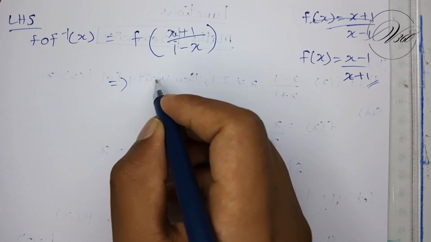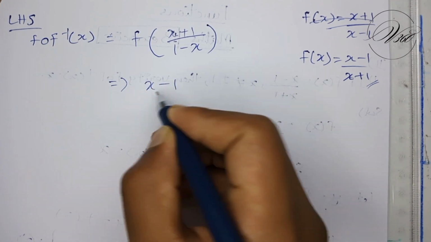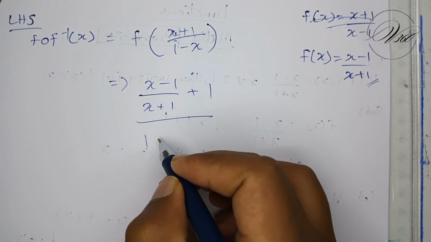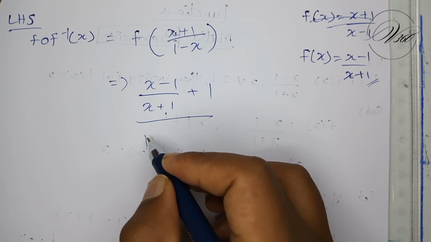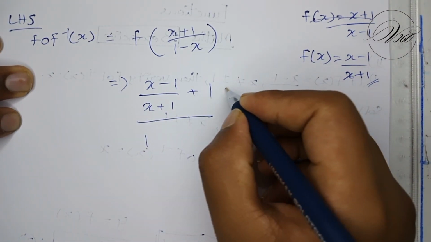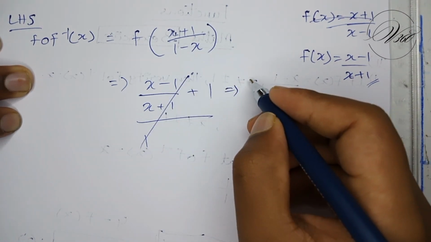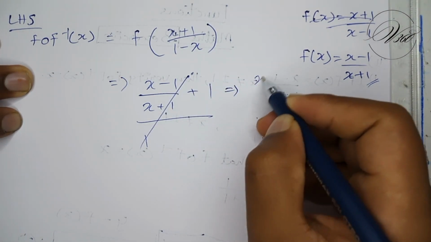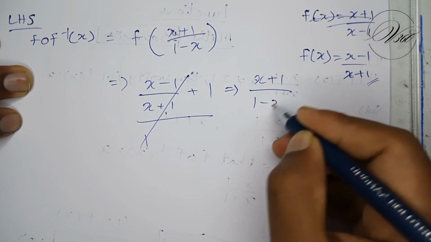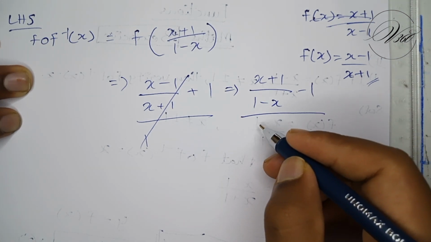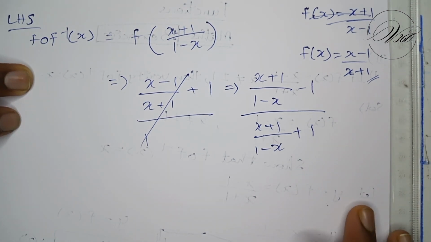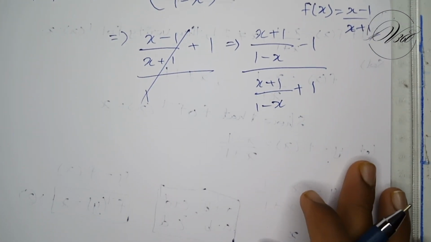Okay, now we will substitute here x minus 1 by x plus 1 plus 1, sorry, here is a mistake. I will do here x plus 1 by 1 minus x minus 1 by x plus 1 by 1 minus x plus 1. Okay, I think you have understood this.